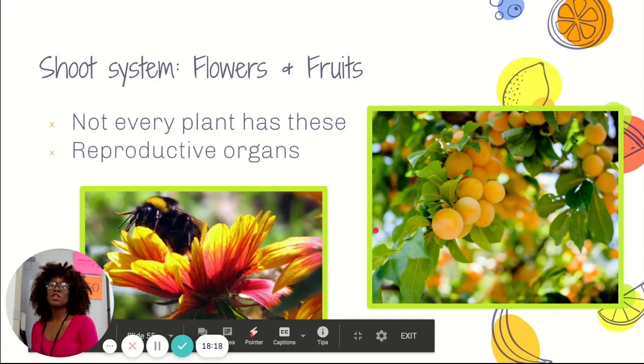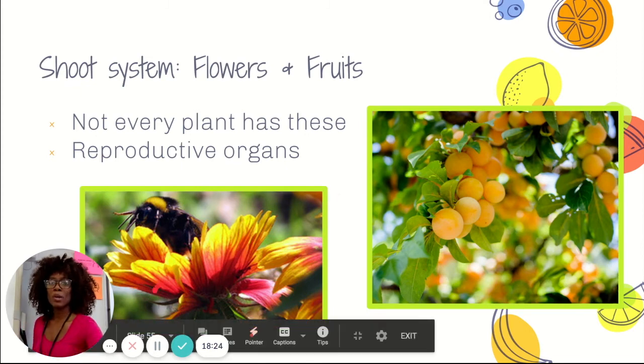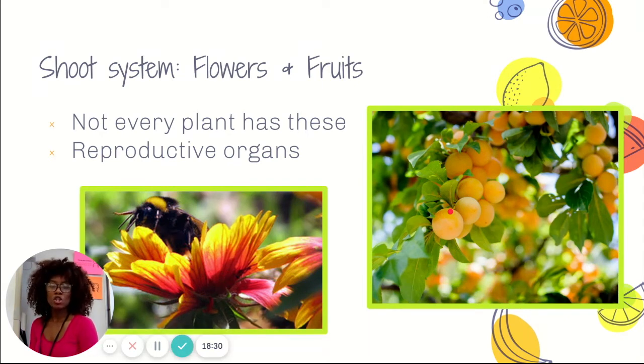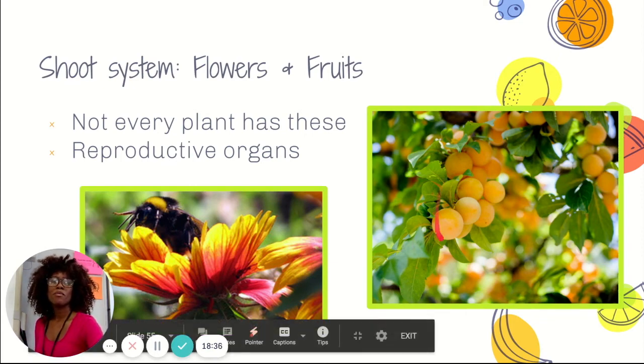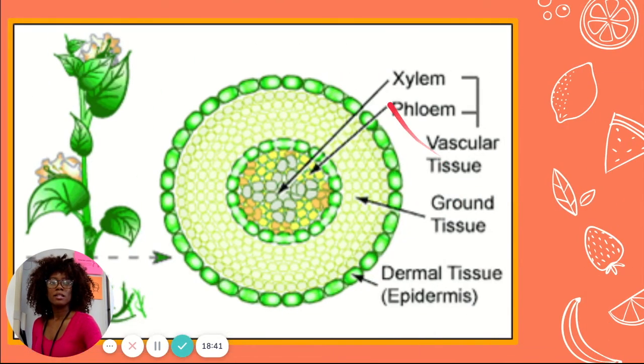So another part of the shoot system is going to be flowers and fruits, right? Those things that are above ground that we see. But not every plant is going to have flowers or fruits, right? These are actually reproductive organs. So we'll talk about that. I think tomorrow's lesson is going to be reproductive plants.